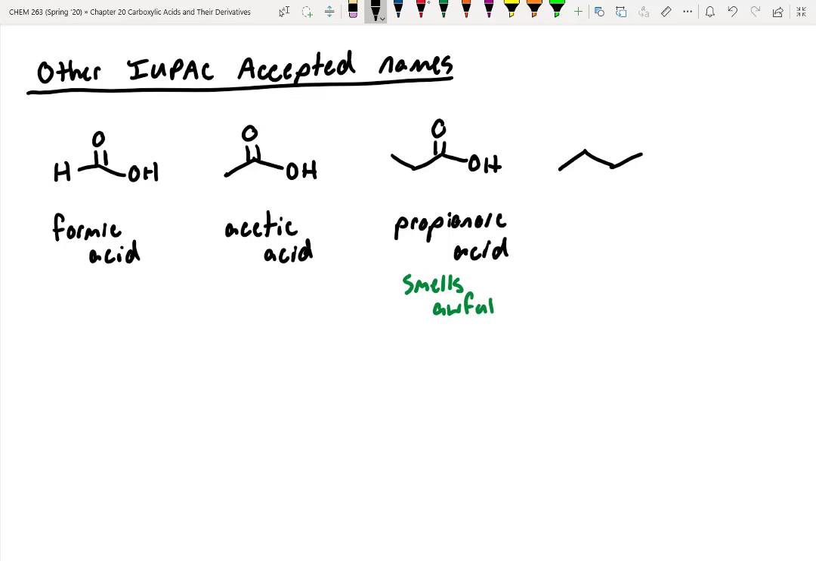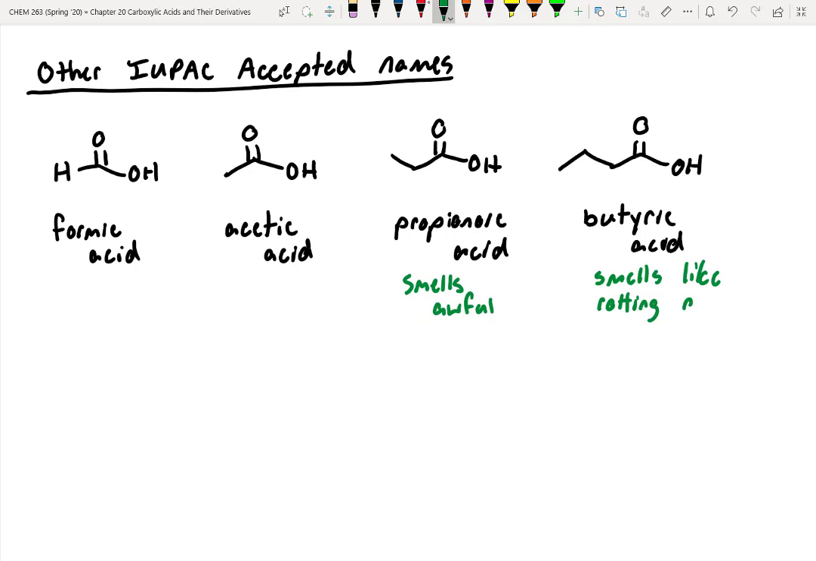And then the next one we'll look at has one extra carbon. This is butyric acid. Butyric acid again smells really bad. It smells like rotten butter. So it smells like rotting dairy products. So imagine if you left milk out in your fridge for months or milk out on your counter for months at a time. That's what that would smell like.